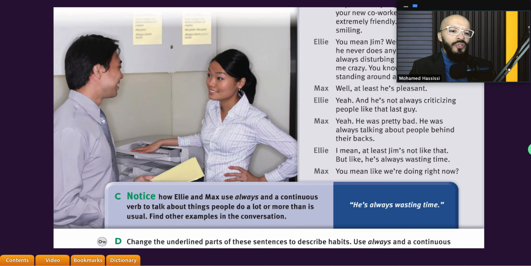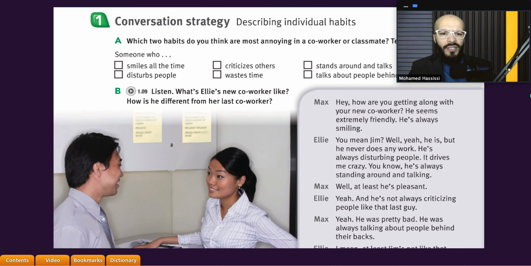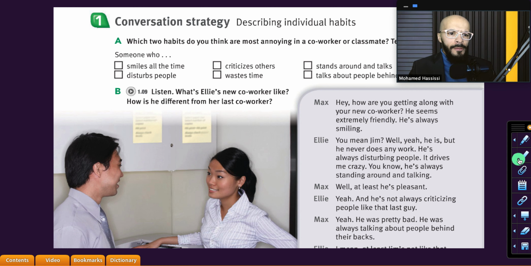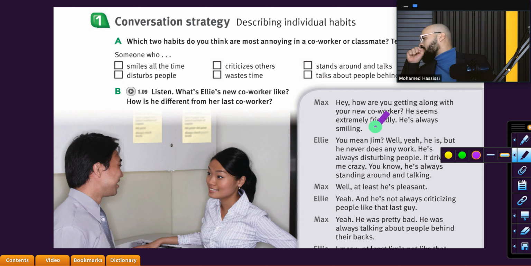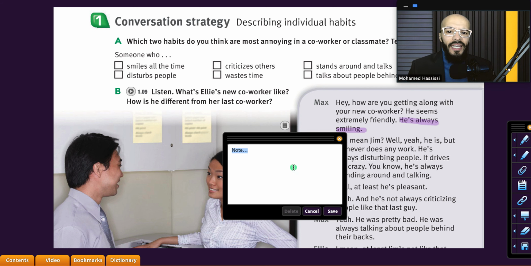Now, I'd like you to find examples of these. I'll find you the first, but I'd like you to find me the rest of those. Let me pull out my highlighter. Here it is. Okay, he is always smiling. The verb here is smiling. This is a verb, smile, in present continuous. I am smiling, you are smiling, he is smiling. And always. So you notice, always comes between the auxiliary, the verb to be, and the participle of the verb, smiling. So, he is always smiling.